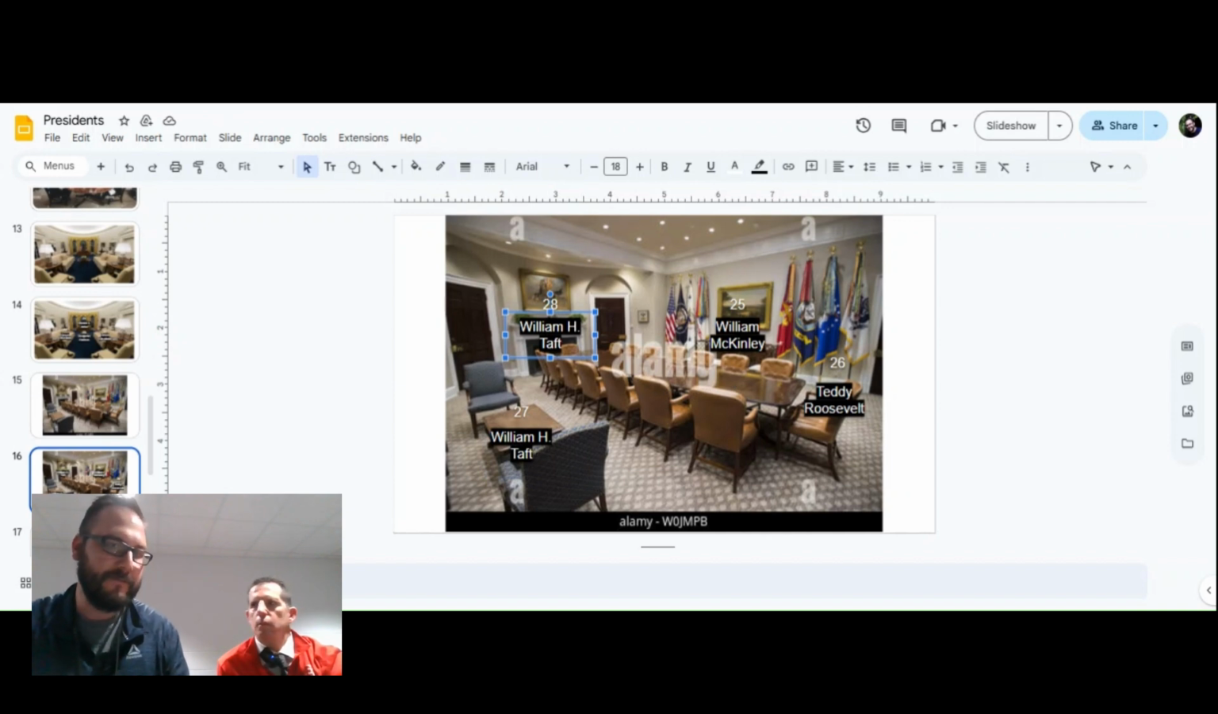Takes us to Taft. He sits down because he's so big, breaks the table. We got to raise taxes to pay for this. So the 16th Amendment comes out, increasing federal income tax. Got it. And this takes us to number 28, which is Woodrow Wilson.